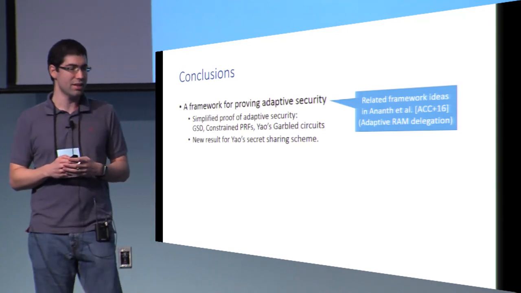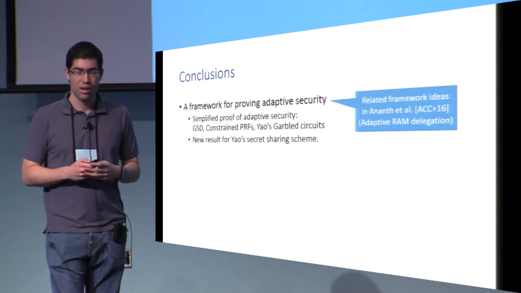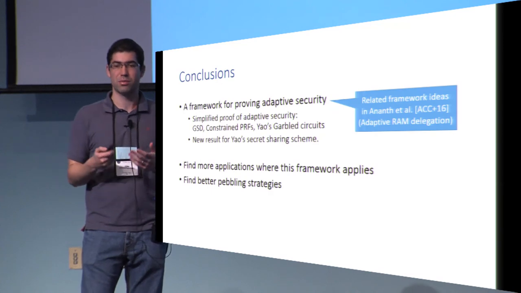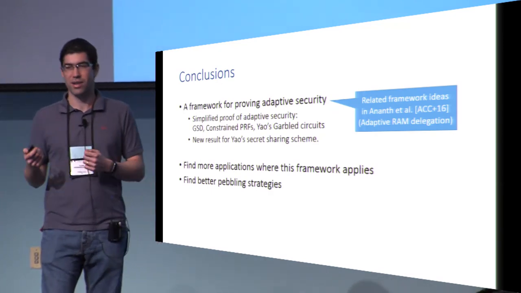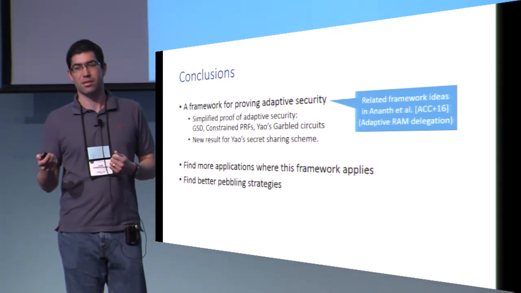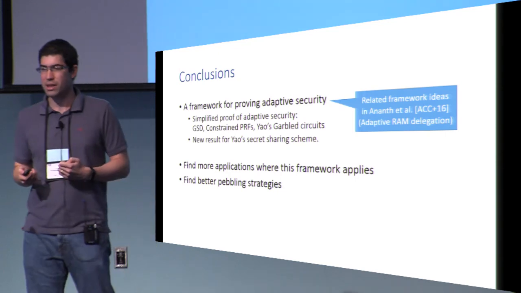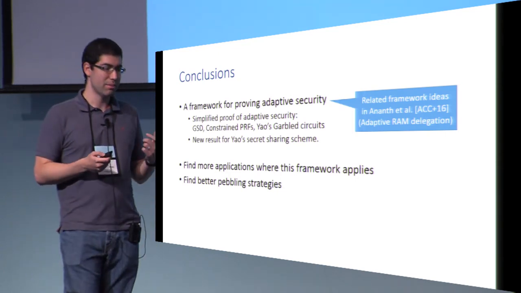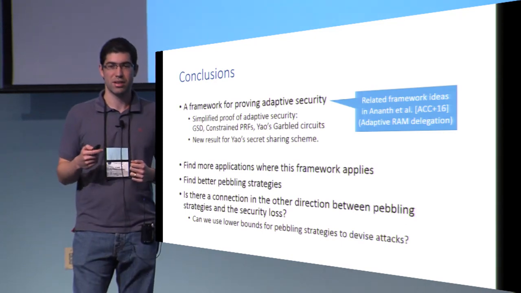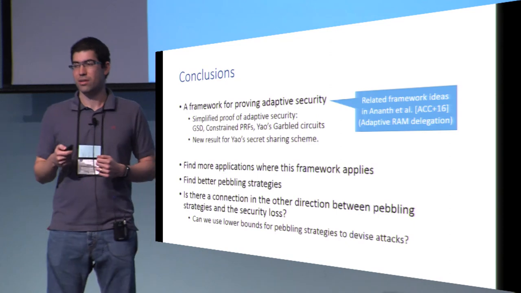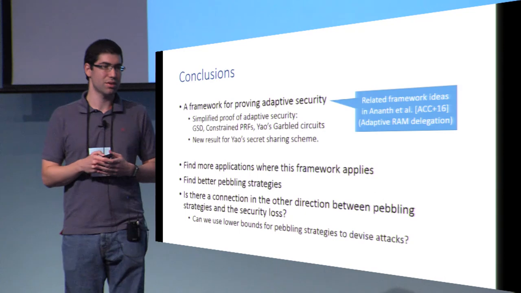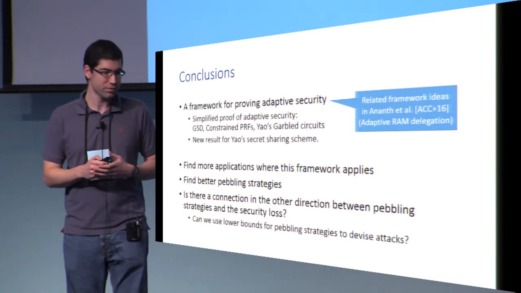From last year's TCC in the context of adaptive RAM delegation, which leads me to the following question of whether we can find more applications or more works that can be phrased in this framework. It's really easy to define, really easy to use. Of course, it raises many questions about pebbling games, and I think a very nice question is whether there is a relation in the opposite direction. Namely, if we can prove a lower bound for pebbling, can we use it to devise attacks on the adaptive security of various protocols that we're trying to prove?